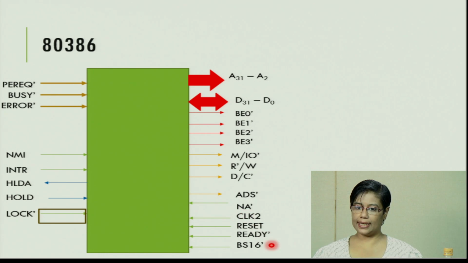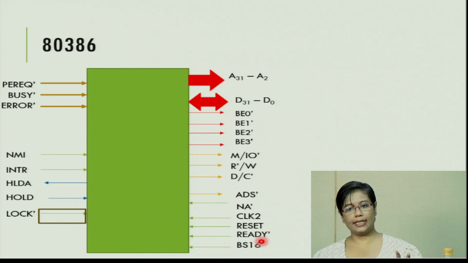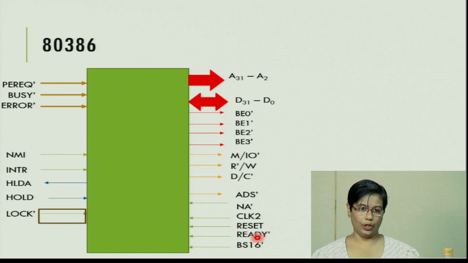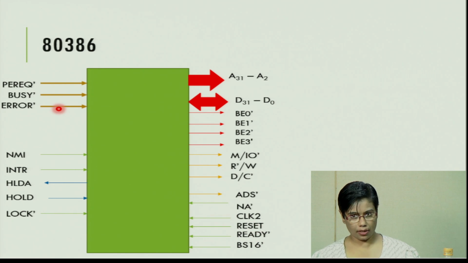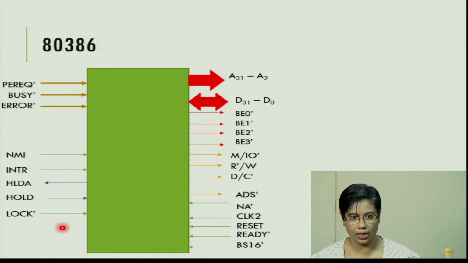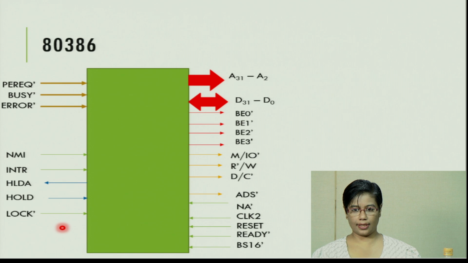The normal reset and ready. Other than that, the bus size signal, which decides the size of the data bus, whether it is going to be 16 bits or 32 bits. We also have a series of signals for processor extension, or for coprocessors. Two signals associated with interrupt which were similar from 8086, the DMA signal, and the lock signal, which prevents any other device from taking over the bus of 80386. So we'll stop with this in this session.